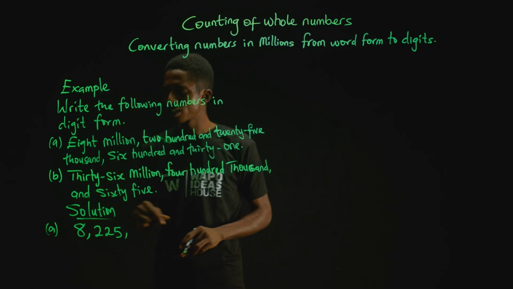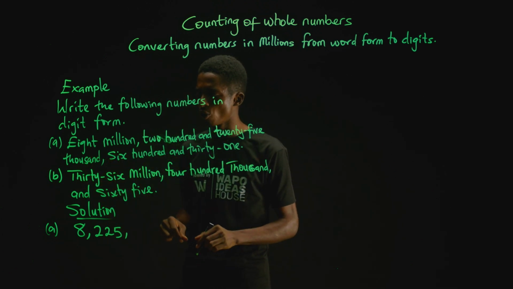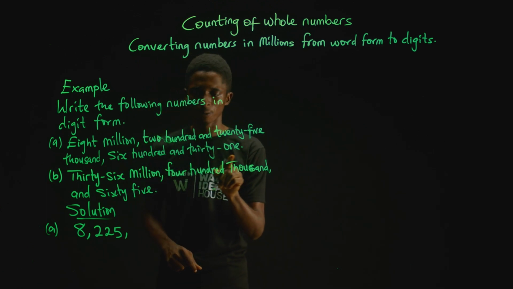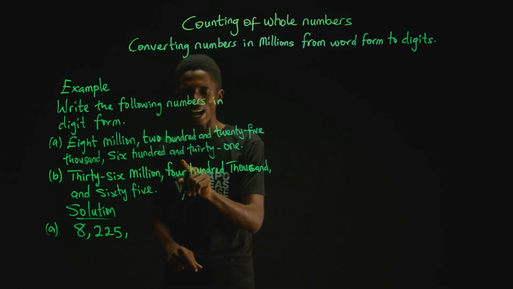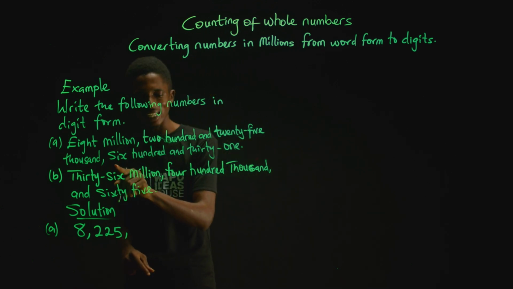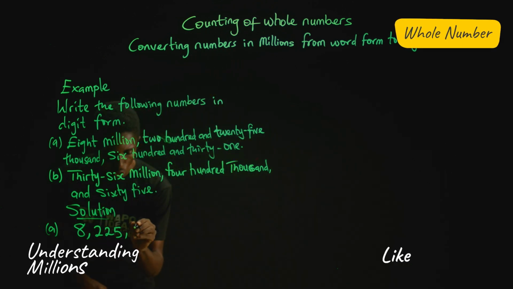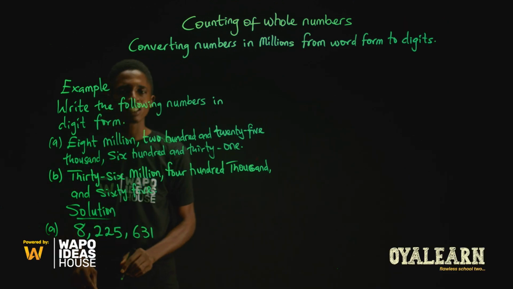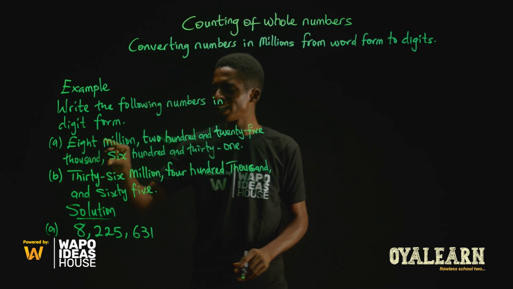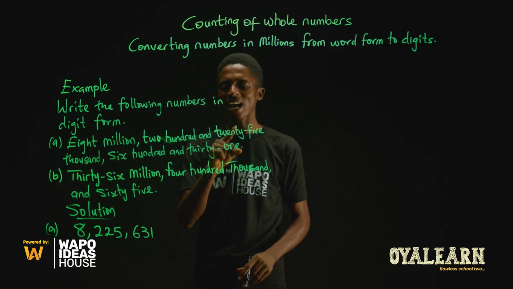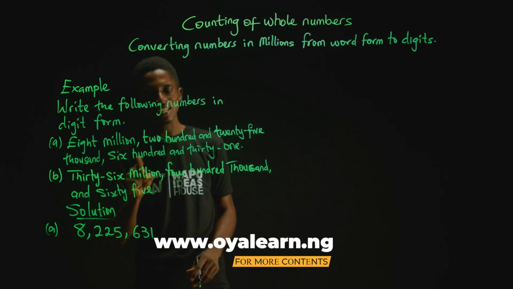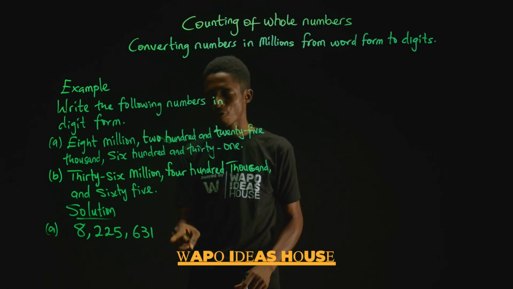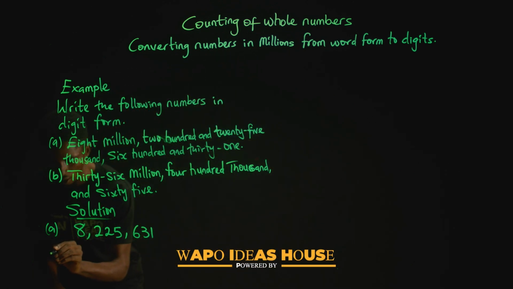Then the final 3 digits, which falls in the ones category, is read as 631. That is 6, 3, and 1. So we write it as what? 6, 3, 1. And just like that, we have written 8,225,631 in digit form. Now let's get to the second one.